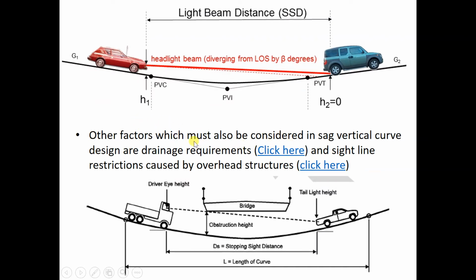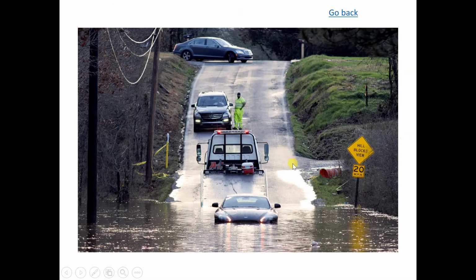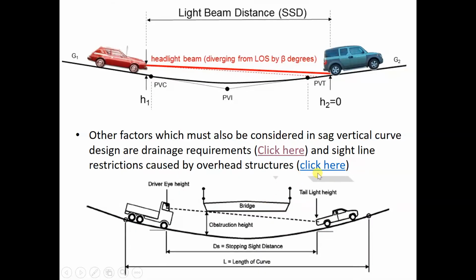Other factors for the sag curve that need to be considered are the drainage requirements. If the radius is too small, you're probably going to experience the road going down too low, below the flood level, which is not desirable.